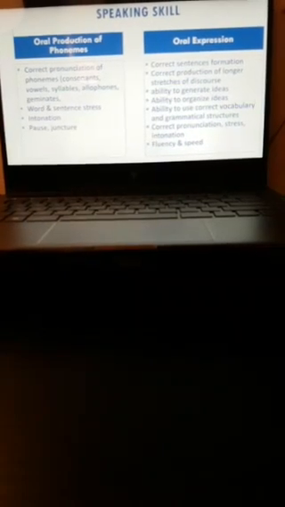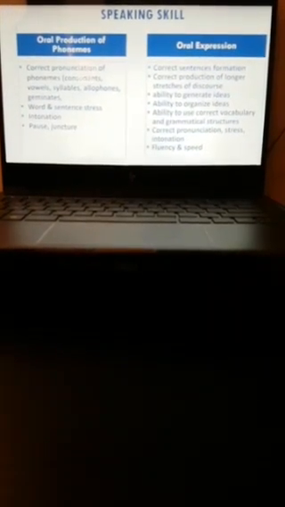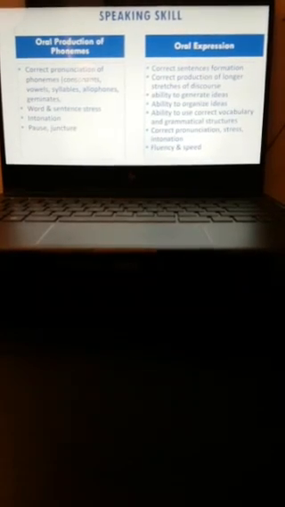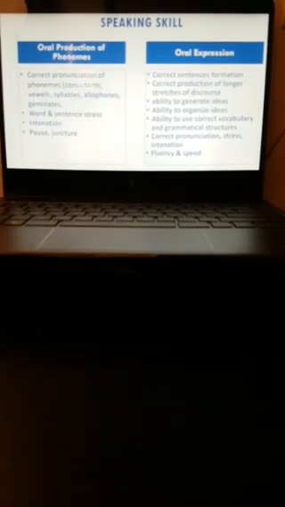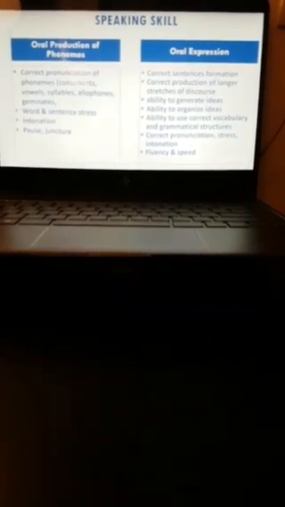Separate, separate, intimate, intimate. And the other thing, intonation. When we speak, we have to use correct intonation. When we produce statements and questions, exclamation, and pause and juncture, we should know where to stop and when to connect words with each other.